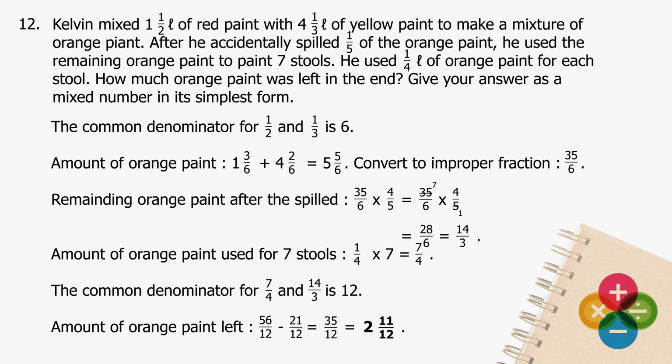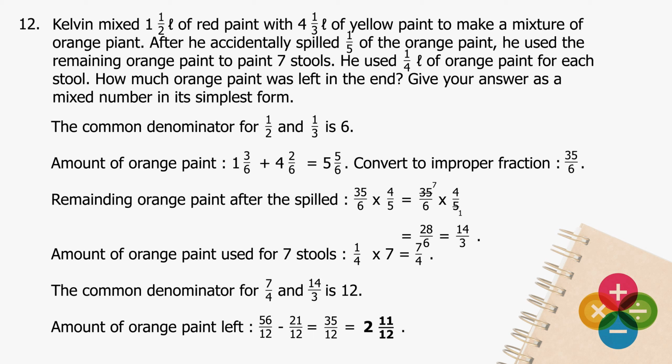The common denominator for 1/2 and 1/3 is 6. Convert 1/2 to denominator 6 will be 3/6. Convert 1/3 to denominator 6 will be 2/6. The amount of orange paint will be add 1 and 3/6 to 4 and 2/6, and the sum is 5 and 5/6. Convert 5 and 5/6 to improper fraction will be 35/6.